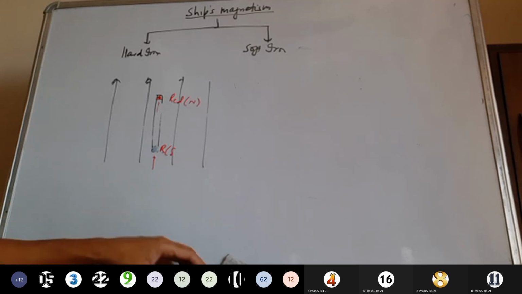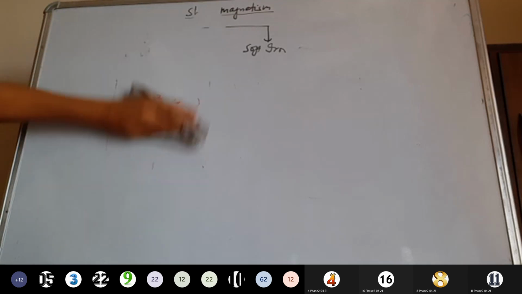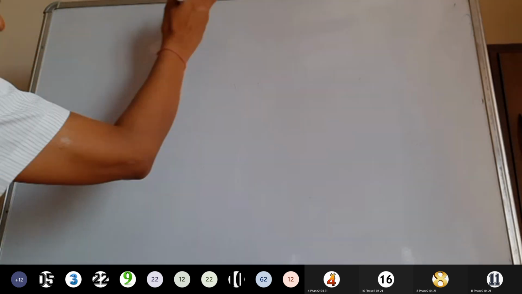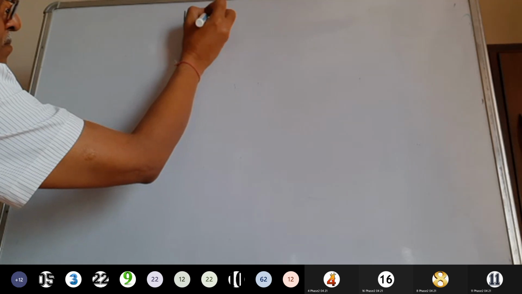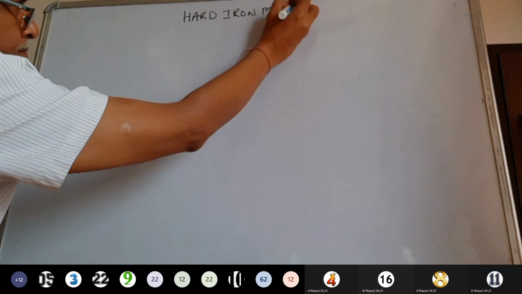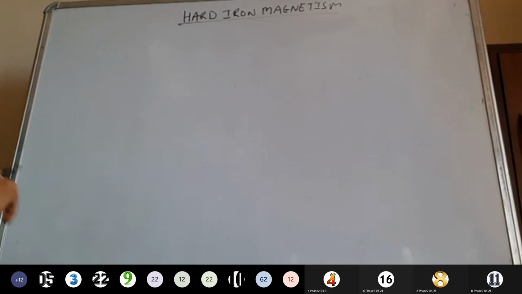Okay. So what we are going to look at first is the hard iron magnetism. Hard iron magnetism is responsible for about 75 to 80% of the deviation we see on the ship. Hard iron magnetism. So now we are on the topic of ship's magnetism.